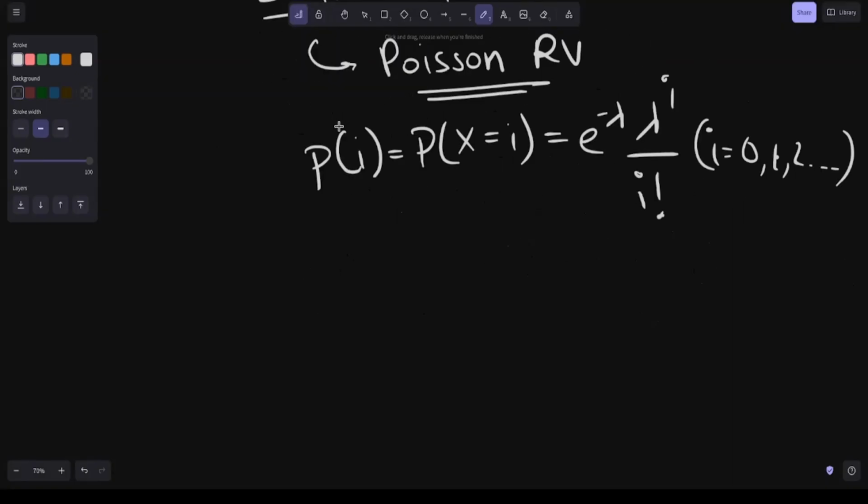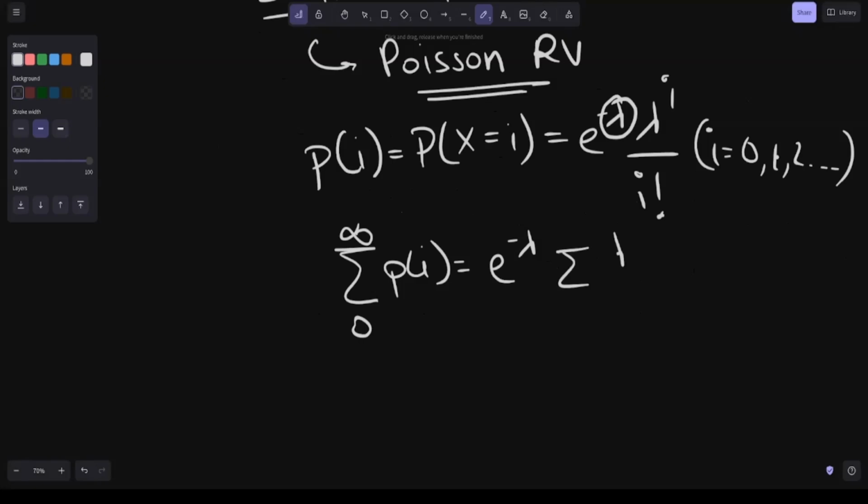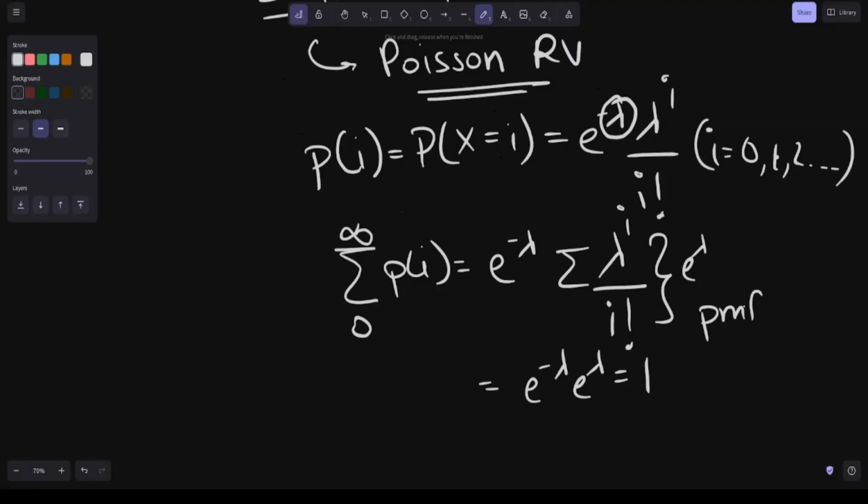Initially, whenever we are working with some random variable, we must check whether the probability mass function is correct or not. So we first have to do a summation from 0 to infinity of p_i, so that will become e to the power minus lambda. See, this lambda is a constant, by the way. Then the summation of lambda to the power i by i factorial is nothing but e to the power lambda, so this becomes e to the power minus lambda times e to the power lambda, which is 1. So it's a PMF and this is correct.